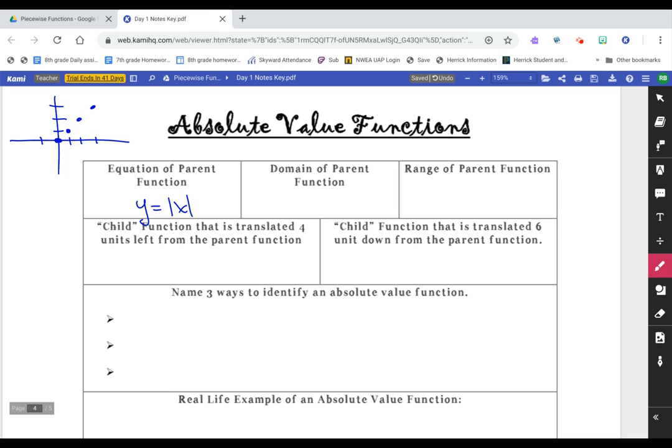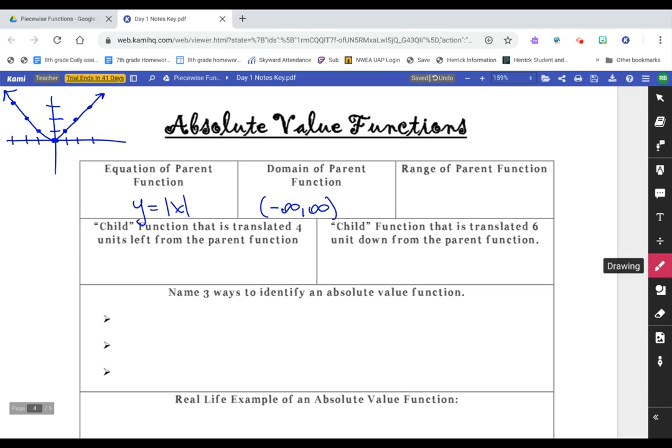And then the same thing is going to happen on the left side. And what's different between this and a quadratic function is that you end up forming a V with your absolute values, not a U. The domain would be all real numbers. Your range would include 0 and go to infinity.